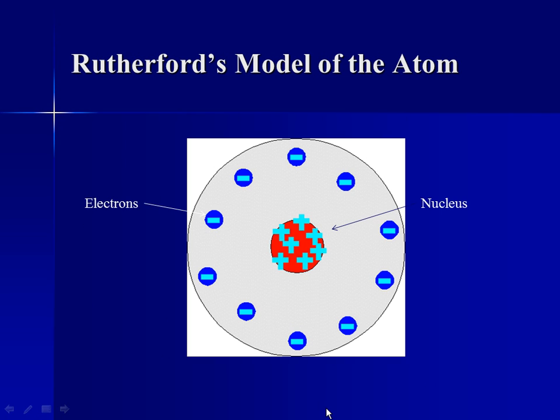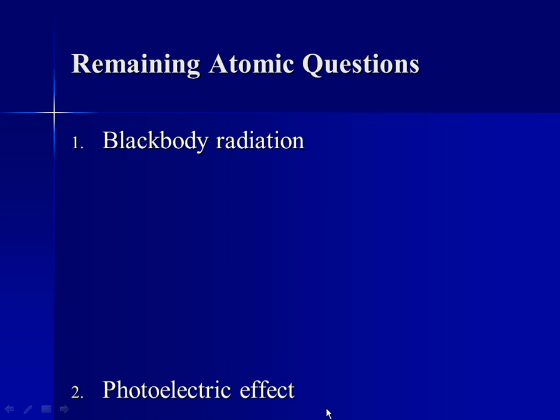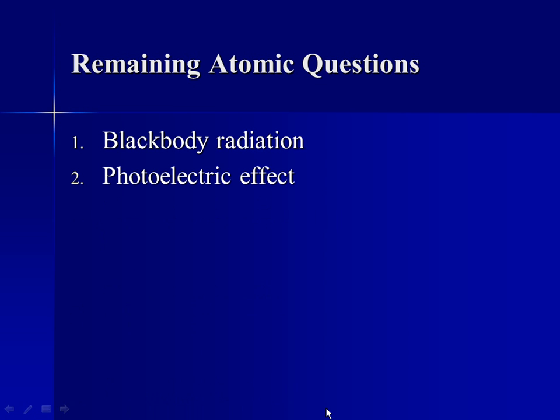However, there was much still to be addressed about atomic structures, namely, what was it about the electrons that made elements different? Three main observations still required explanations: blackbody radiation, the photoelectric effect, and atomic emission spectra. We'll address blackbody radiation first.